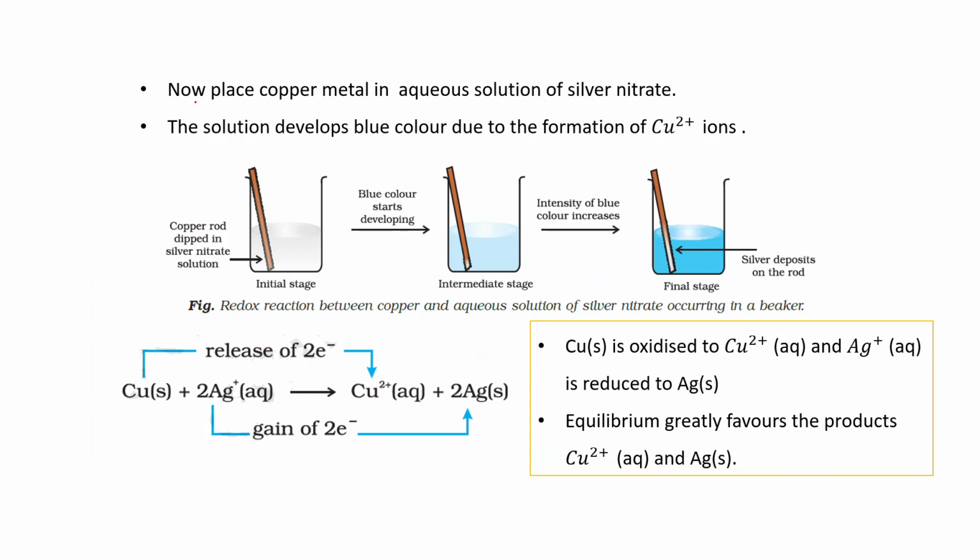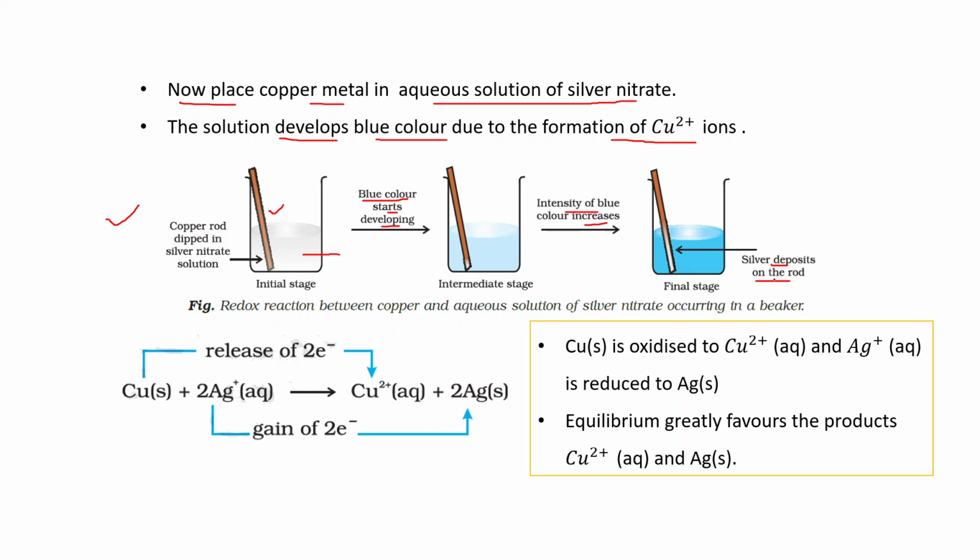Now again, one more activity. Place copper metal in an aqueous solution of silver nitrate. Again observe what will happen. The solution develops a blue color due to the formation of Cu2+ ions. This can be expressed with the help of this diagram. This is a silver nitrate solution, which is colorless, and this is a copper rod. When the reaction proceeds, the blue color starts developing, and finally the intensity of the blue color increases and silver deposits on the rod.